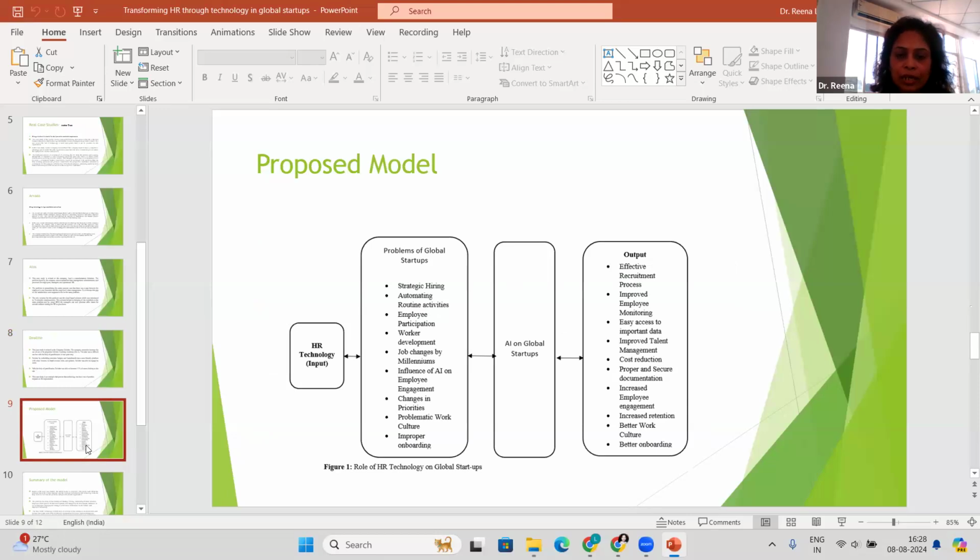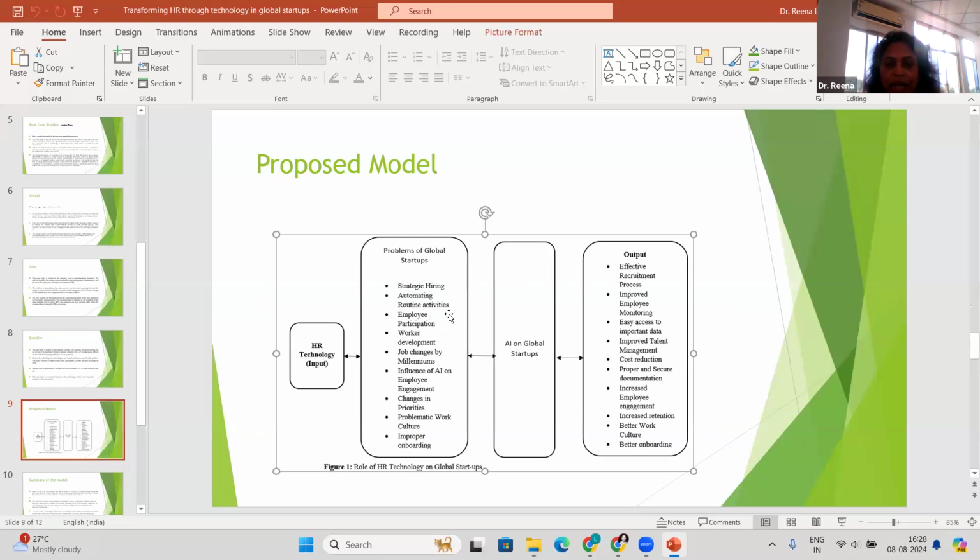Now, based on this case study, I have prepared this model where HR technology is the input and the problems of global startups have been taken, like strategic hiring, automatic routine activities, employee participation, worker development, job change by millennium, influence of AI on employee engagement, changes in priorities. All this has been taken. Then it has been linked to AI for global startups, and the output was effective recruitment process, then internal employee monitoring, then easy access to important data, improved talent management, cost reduction, proper and secure documentation, increased employee engagement, increased retention, better work culture, and better collaboration was done.